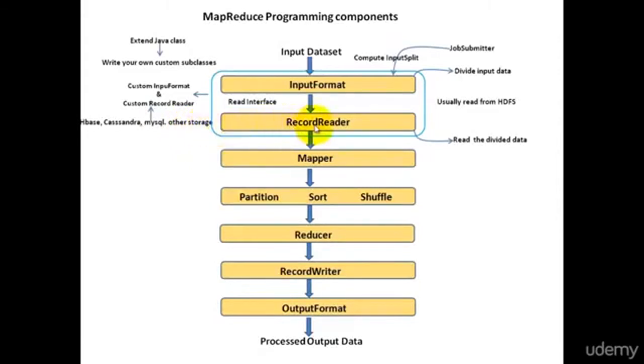After the record reader reads the input data, it is given to the mapper component. Mapper component is a component where you process the input data. This is where you write your logic on how you want to process the input data.